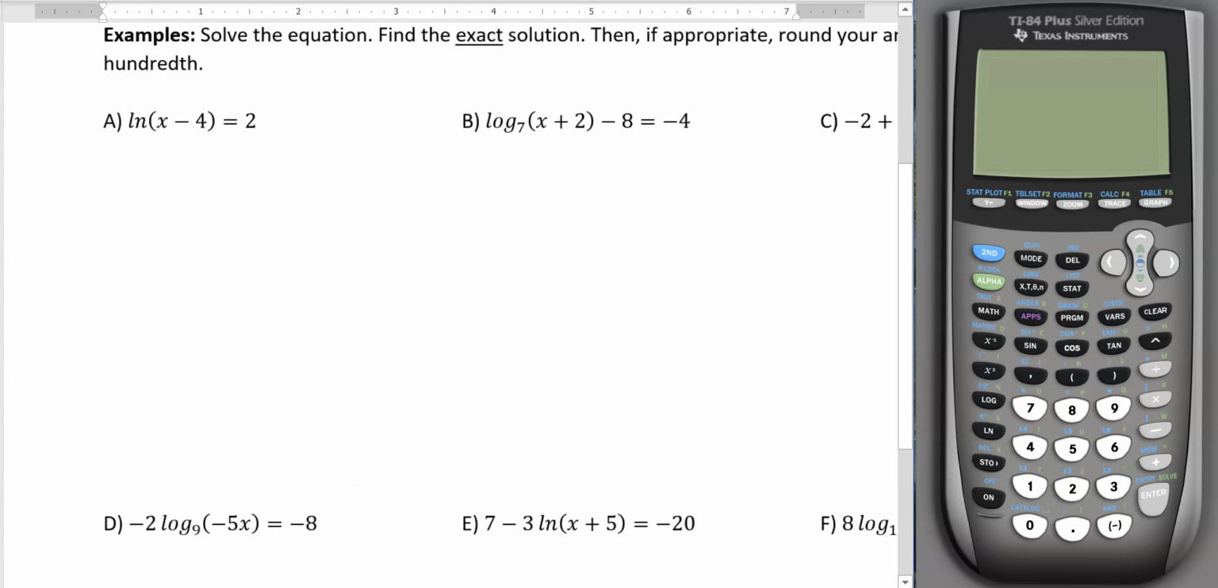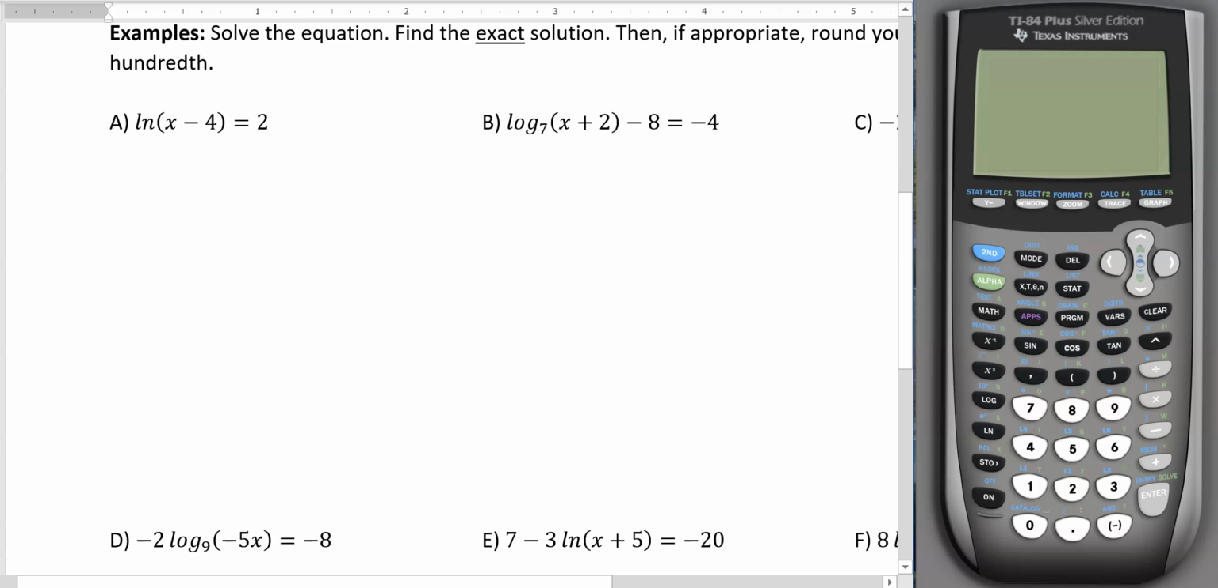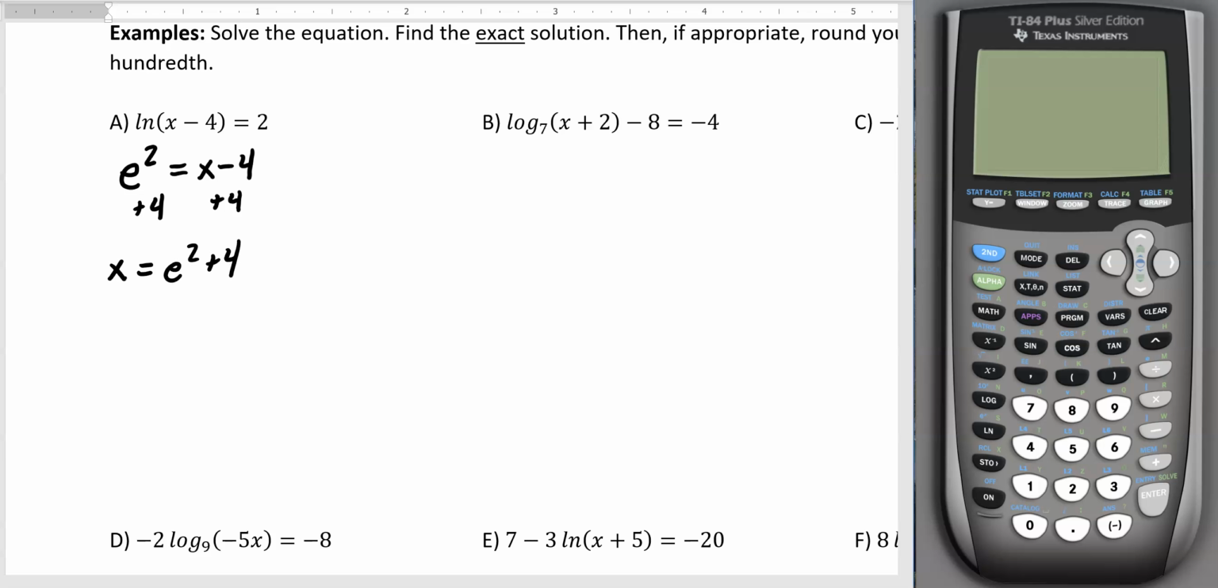For letter A, the natural log of x minus 4 equals 2. Our logarithm is already isolated on the left side of the equation, so we can go ahead and convert this to exponential form. This in exponential form would be e, because it's natural log, squared equals x minus 4. I just need to add 4 to both sides, so x equals e squared plus 4.